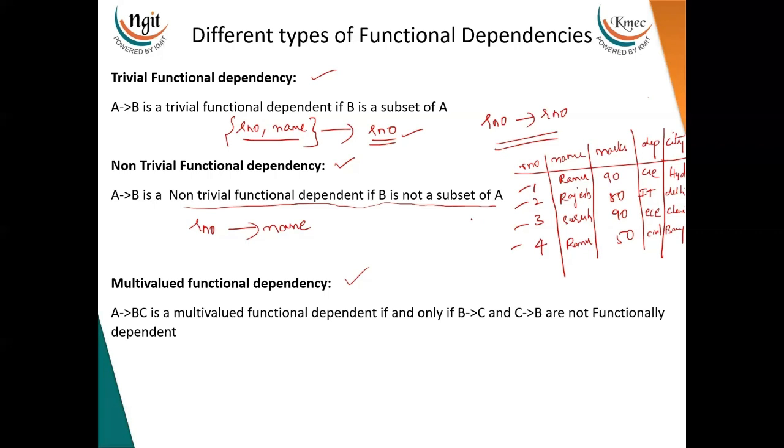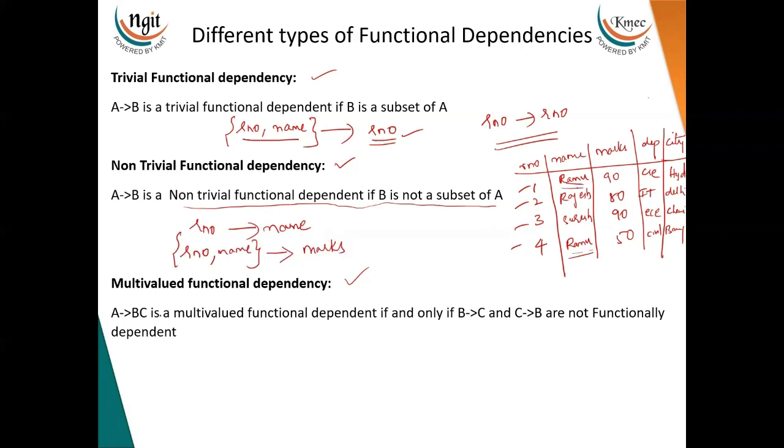As said in the previous slide, functional dependency is verified for the columns if the values for the columns are the same. In this example, for the roll number column, the values are unique. So thereby you need not check whether roll number and name are functionally dependent or not. So here we say that this is a non-trivial functional dependency.